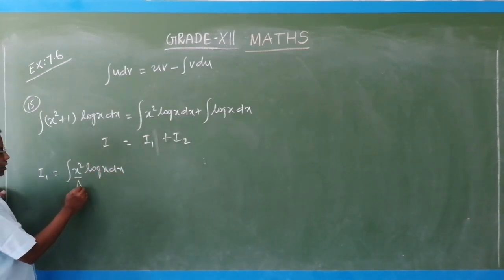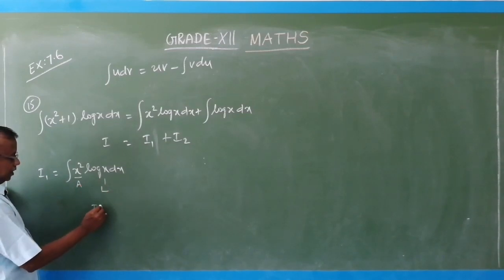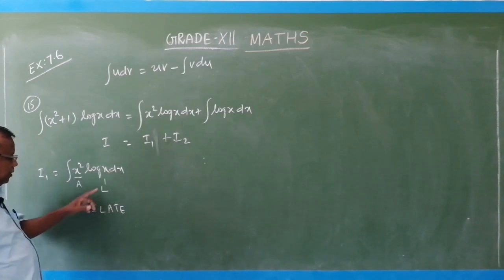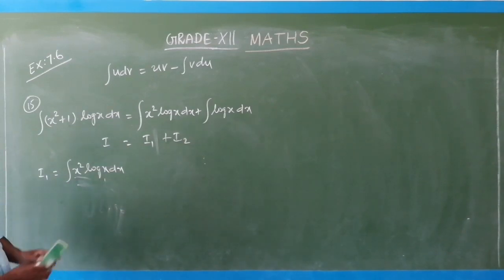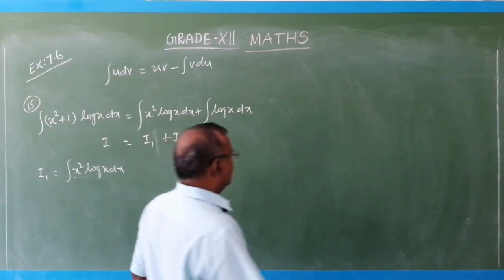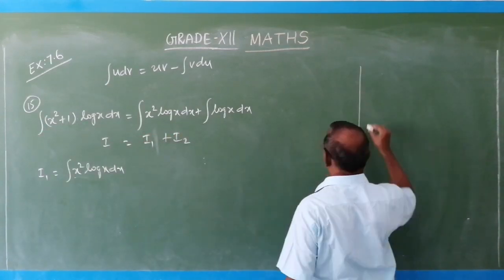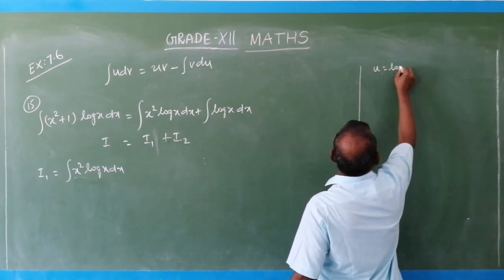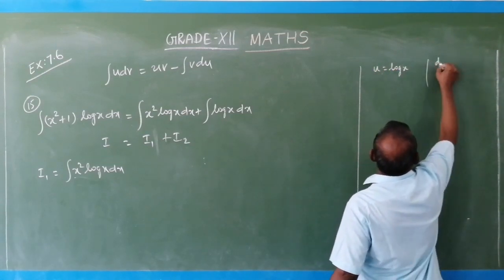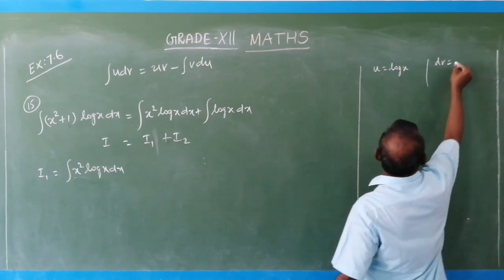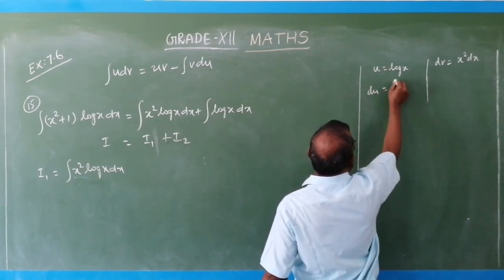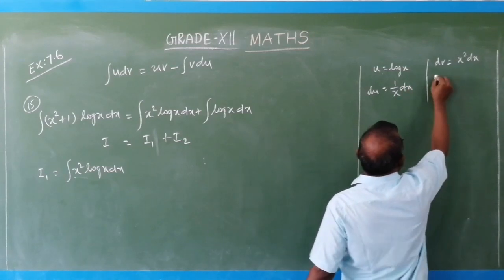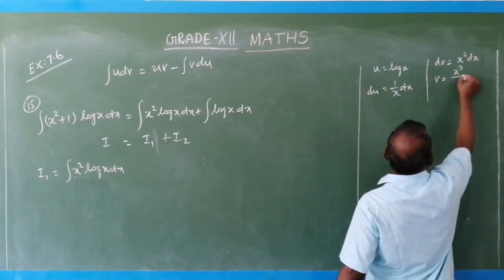Now, this is an algebraic function, and this is a logarithmic function. Comparing with ILATE, we have to give preference to L. So take L as u, and the other one as dv. For the first one, I1, u equal to log x and dv equal to x square dx. Differentiating, du equal to 1 by x into dx, and integrating we have x cube by 3.